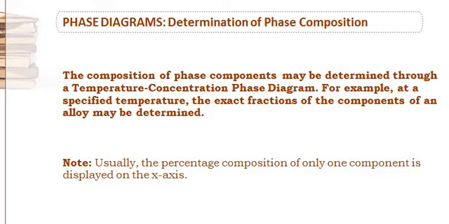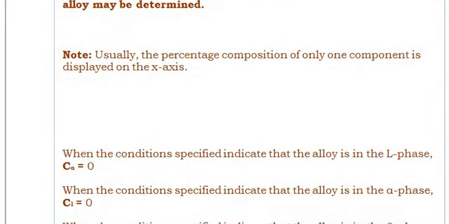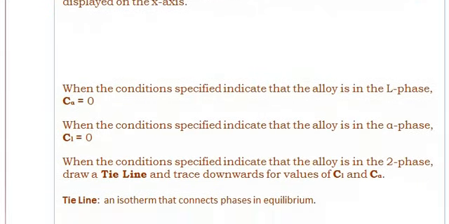However, you should note that usually only one component is displayed on the x-axis, but that is not a problem, because if, for example, you have just the percentage of nickel on your x-axis, for you to get the percentage of copper at that exact point, you simply need to subtract from 100. Understood? So there are basic steps you need to follow when you're trying to determine the phase composition, and I itemize them as follows.